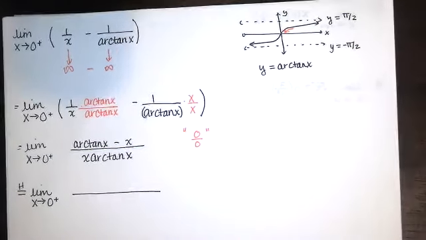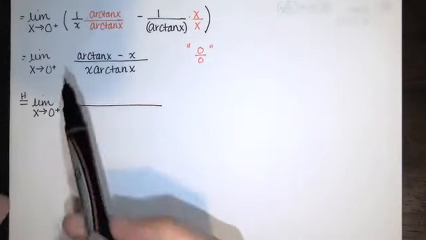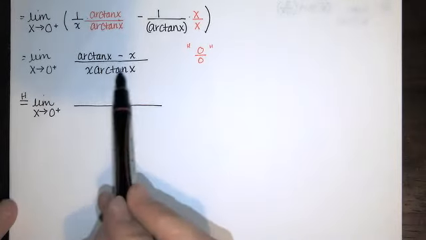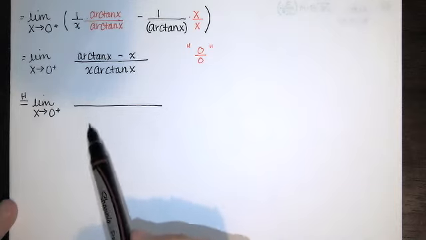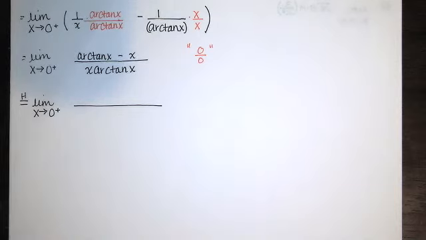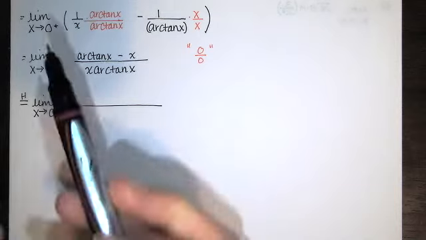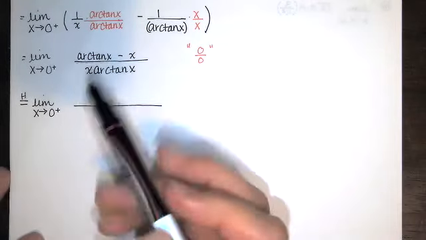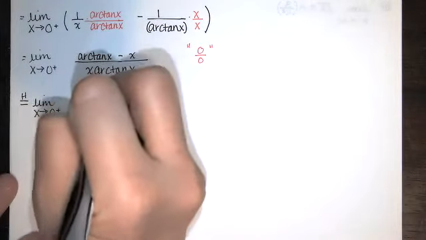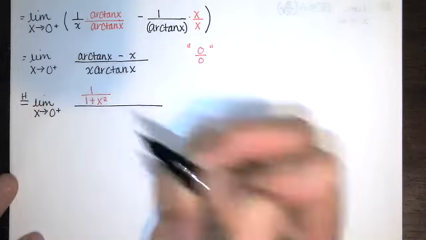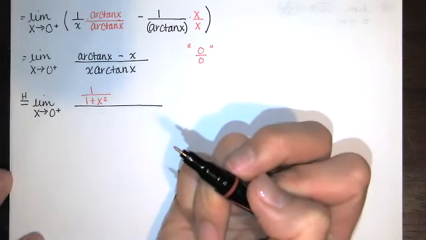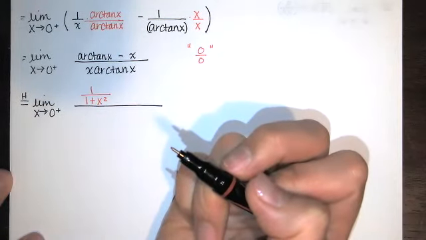According to L'Hopital's rule, all I have to do is take the derivative of the numerator and the derivative of the denominator and take that limit instead, and it's going to give me the same result. Well, the derivative of arctan of x is 1 over 1 plus x squared. Remember, we proved that in class using implicit differentiation.